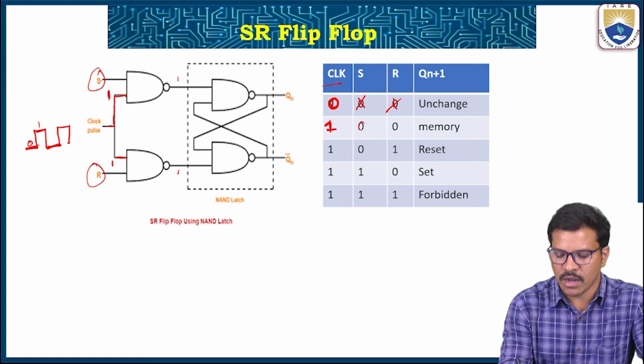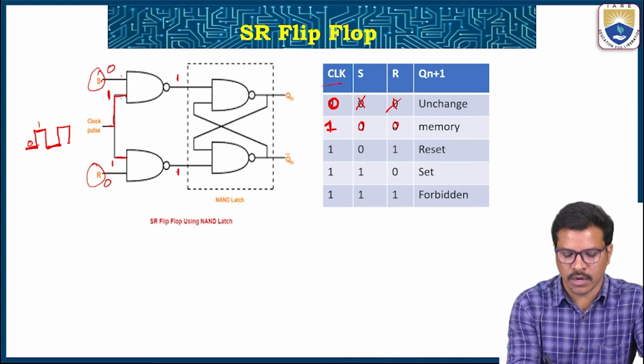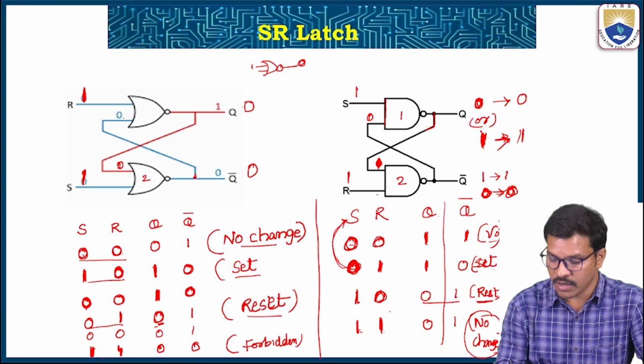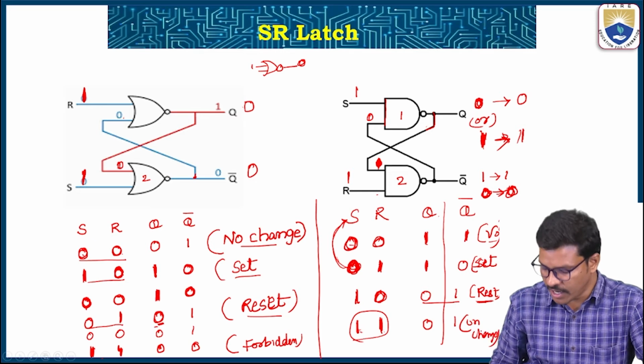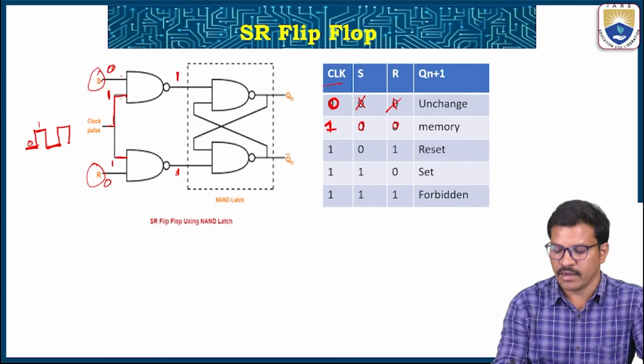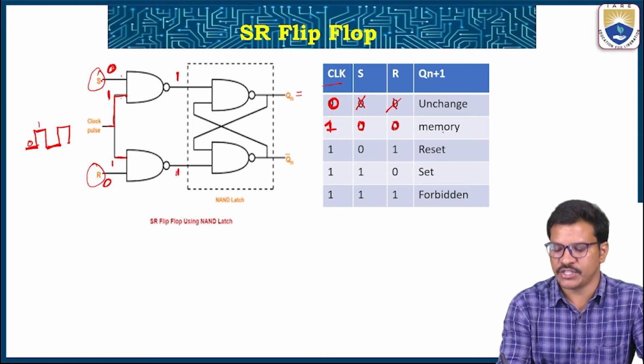When S is 0, R is 0, the NAND outputs are 1, because we know that in a NAND gate if any one input is 0, the output is automatically 1. So we know that for the NAND latch with 1 1, what does it mean? Unchanged, meaning memory, remaining in the previous state. So whenever the actual inputs are 0 0, it indirectly means Q is the previous state, unchanged or memory.